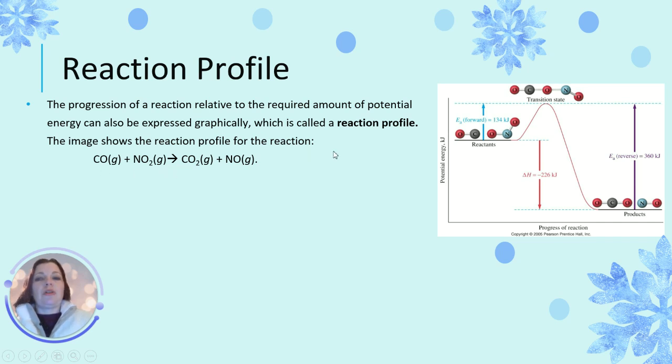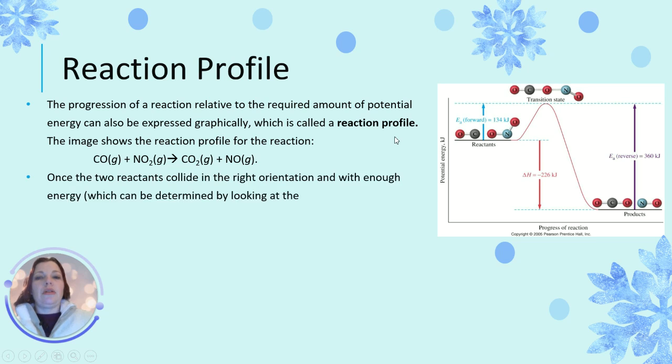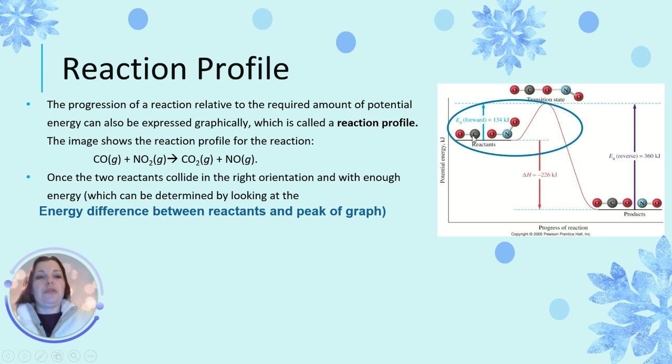and this is the reaction that it's showing. We're starting with carbon monoxide and nitrogen dioxide, and then we go through what is called the transition state. Once the two reactants collide in the right orientation and with enough energy, which we can determine by looking at the energy difference between the reactants and the peak of the graph. You can see that here, and on this graph there is no scale, but it is labeled for you. This is 134 kilojoules. That is your activation energy.